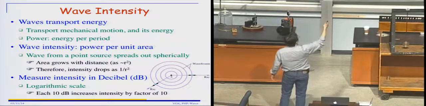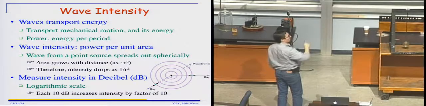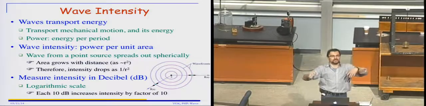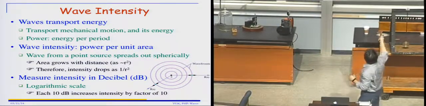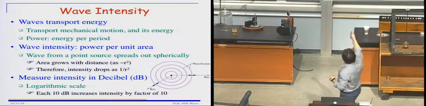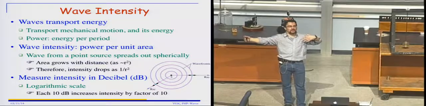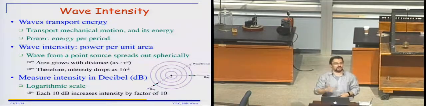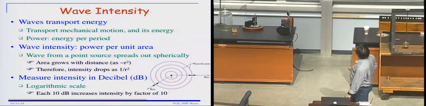The amount of energy integrated over the entire area of the wavefront is constant, but as the wavefronts spread out over distance, the area that they cover increases and the amount of energy drops. So as the area grows with distance as distance squared, the amount of energy per unit area drops as 1 over distance squared, and effectively the wave intensity drops as 1 over distance squared.